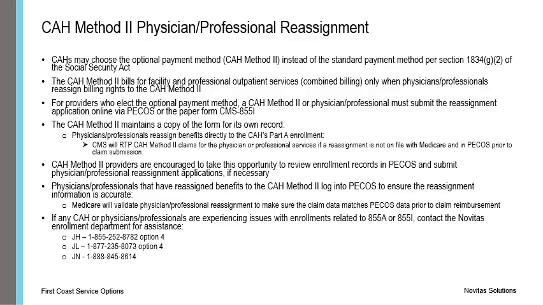For providers that elect the optional payment method, CAH Method 2, the physician or professional must submit the reassignment application online via PECOS or the paper form CMS 855I. The Critical Access Method 2 will maintain a copy of the form for its own record. Physicians and/or professionals reassign benefits directly to the Critical Access Hospital's CCN Part A enrollment.